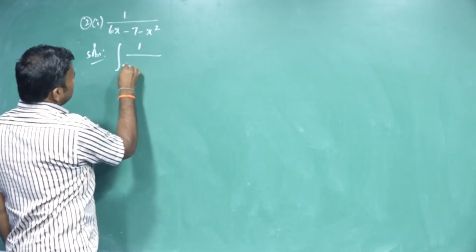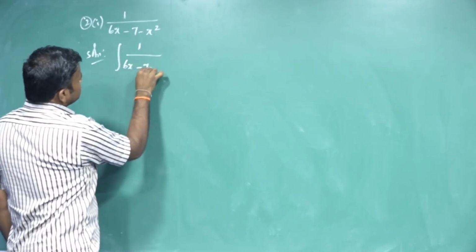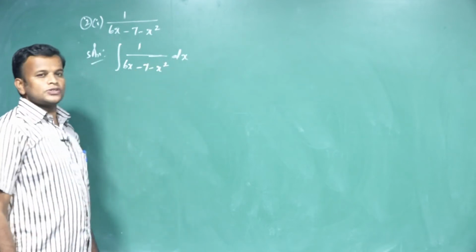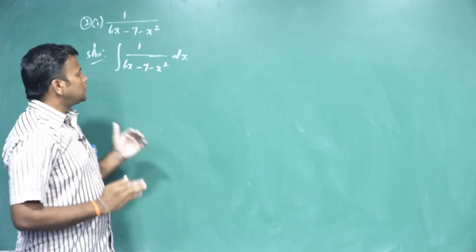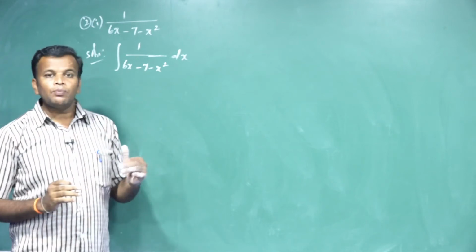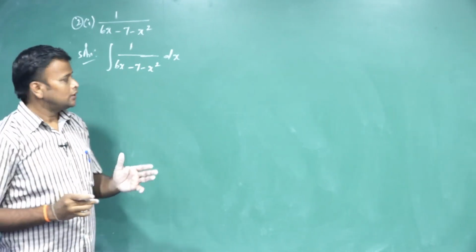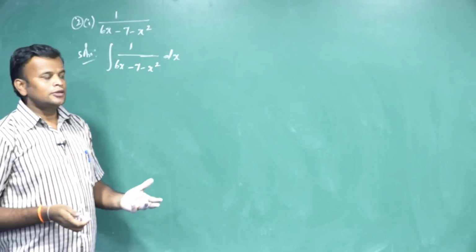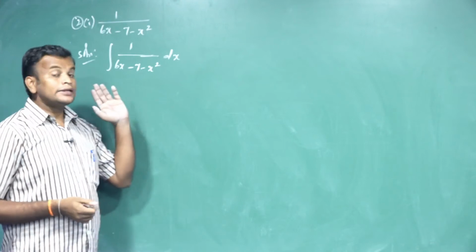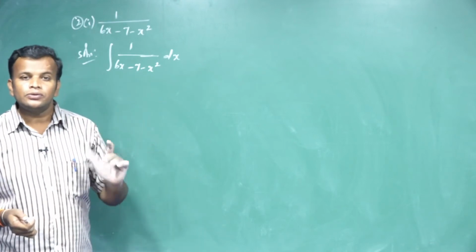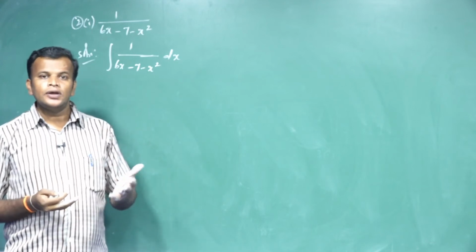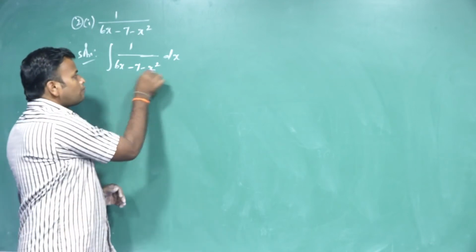Integration of 1 divided by 6x minus 7 minus x square into dx. Suppose in integration the denominator is a quadratic polynomial, then directly there is no formula. So what we do? We add and separate coefficient of x by 2 the whole square. It is a working rule to find the integration when the denominator is a quadratic polynomial.